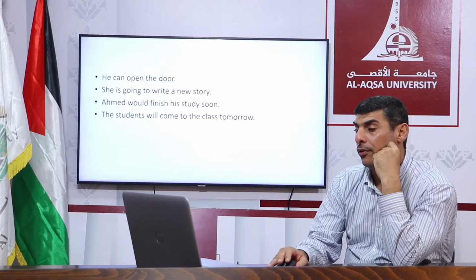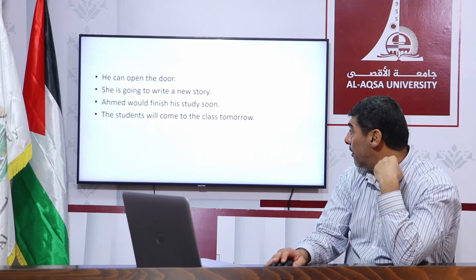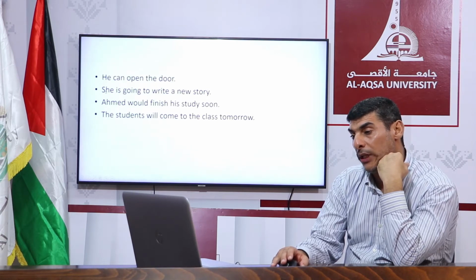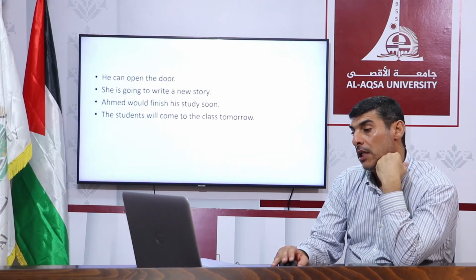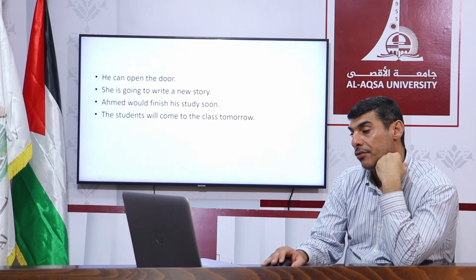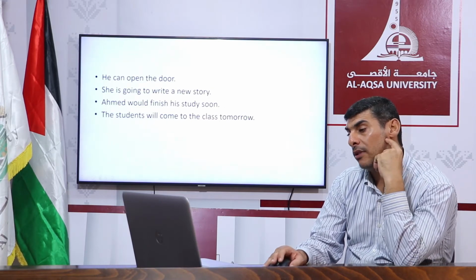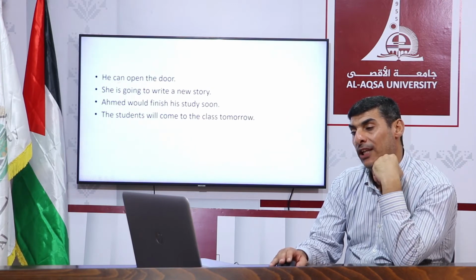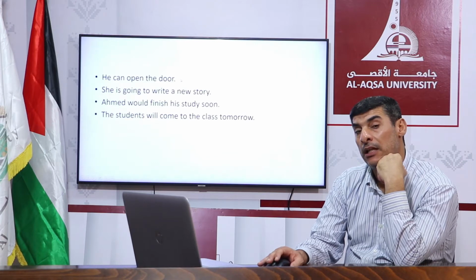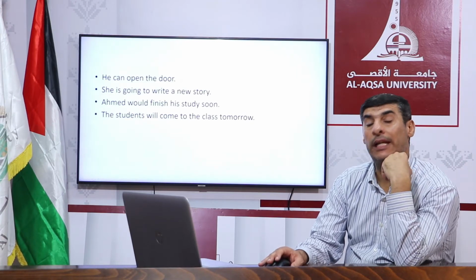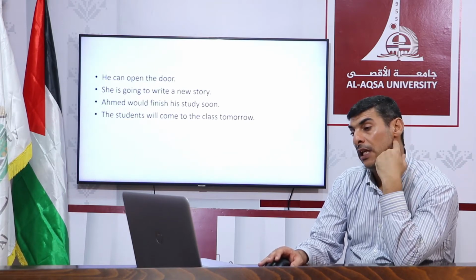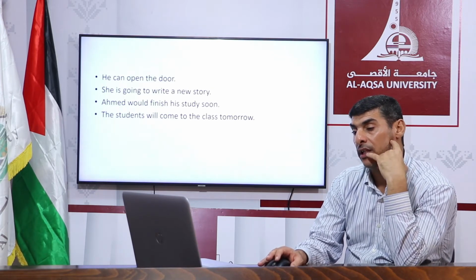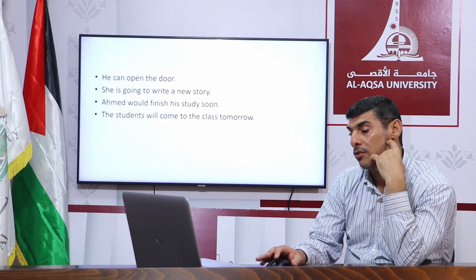He can open the door. She's going to write a new story. She will have to write a new story. Ahmed would finish his study very soon. The students will come to class tomorrow. If we want to have a movement rule, we have to say, can he open the door? So we have a question mark, because this becomes an interrogative question. She's going to write. Is she going to write? Ahmed would finish. Would Ahmed finish? The students will come. Will the students come?